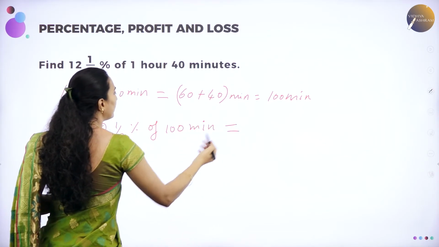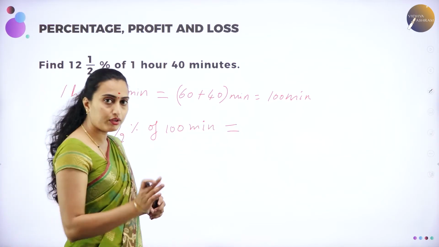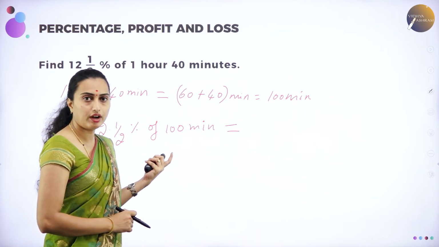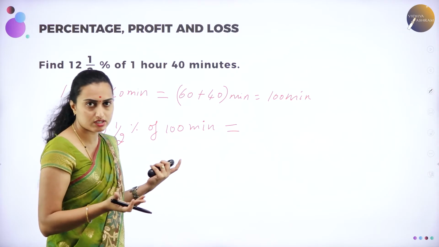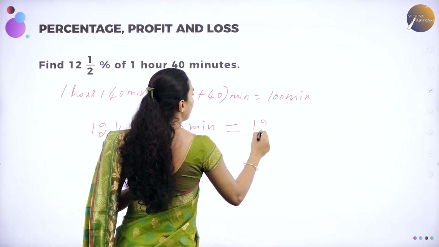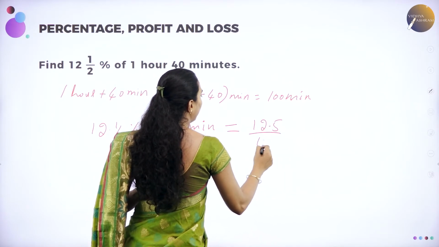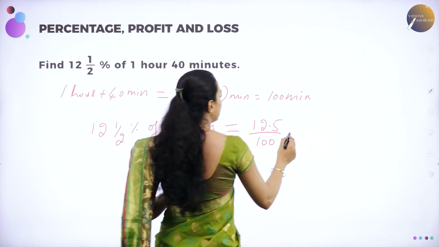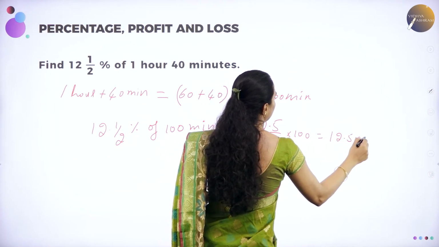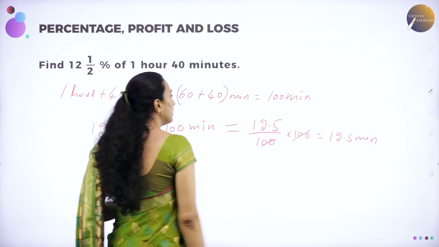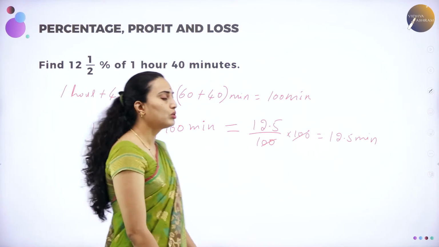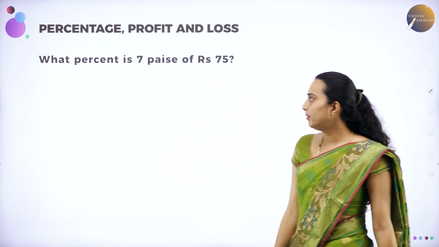is nothing but, how are you going to convert the percentage? Percentage to 100, divide throughout by 100, that's it, isn't it? So therefore, 12.5 divided by 100 of 100 minutes is equal to 12.5 minutes. That's it, dears. Is that easier to convert? This is your answer. Okay. So we'll move on to the next problem.